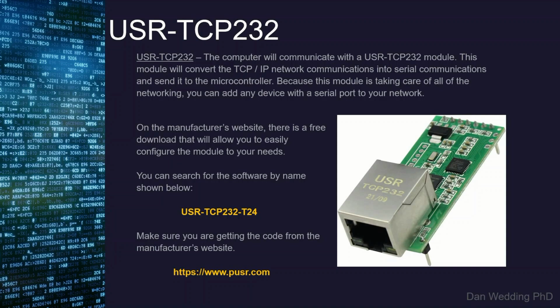The computer will communicate with the USR-TCP232 module. This module will convert the TCP/IP network communications into serial communications and send it to the microcontroller. Because this module is taking care of all the networking, you can add any device with a serial port to your network. On the manufacturer's website, there is a free download that will allow you to easily configure the module to your needs. You can search for the software by name as shown below. Make sure you are getting the code from the manufacturer's website.